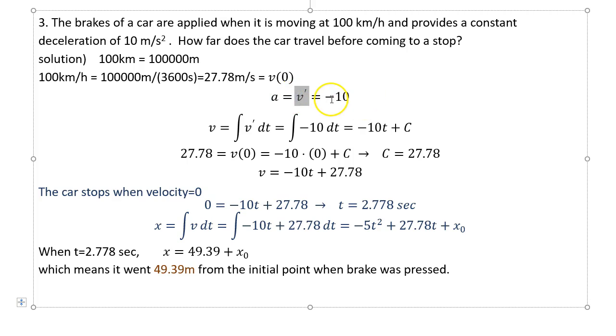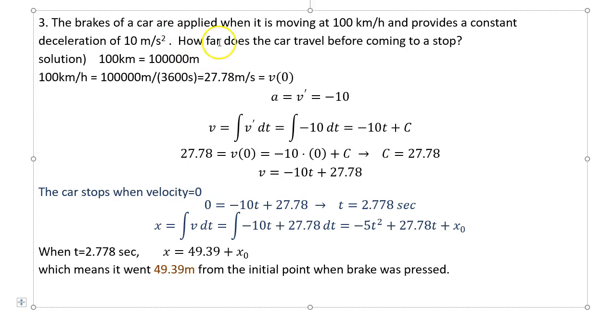And that's good because we can figure out what v is by integrating v prime. And we get negative 10t plus c from that. And then we can use this initial condition v of 0 equal to 27.78 like this and get the value of c, giving you the velocity in this format.